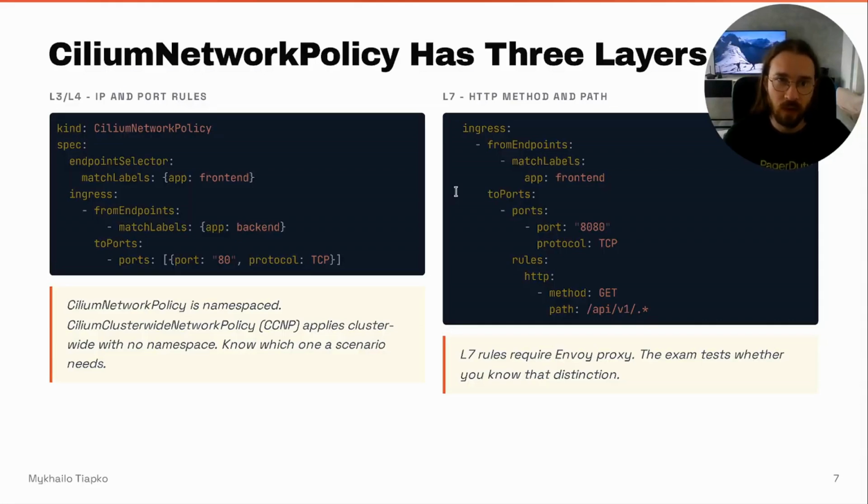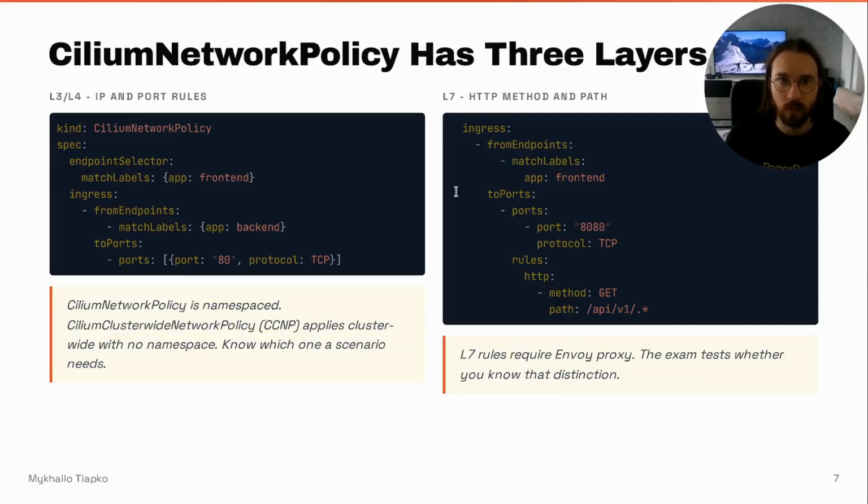For security, L7 policy requires Envoy. This is not obvious from the YAML, and a Cilium network policy with HTTP rules looks like normal YAML, but silently depends on Envoy being deployed. The exam gives you a scenario and asks why HTTP filtering isn't working, and the answer is that the Envoy proxy isn't present. One more distinction that shows up: CiliumNetworkPolicy is namespaced, and CiliumClusterwideNetworkPolicy applies across the whole cluster with no namespace. A scenario will hint at which one it needs.